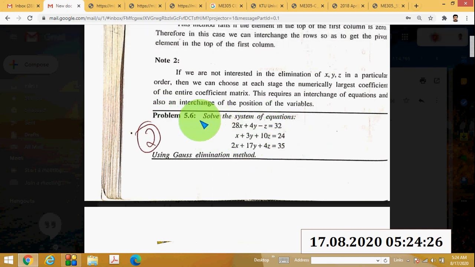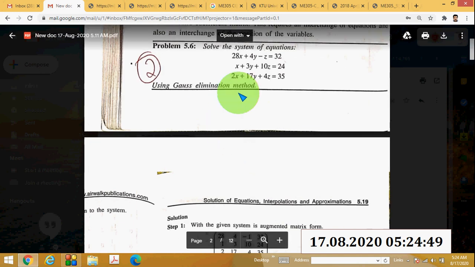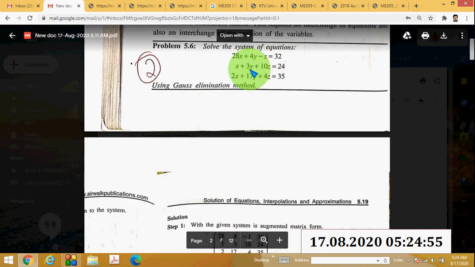Here you can see problem number 5.6. Solve the system of equations 28x plus 4y minus z is equal to 32, x plus 3y plus 10z is equal to 24, 2x plus 17y plus 4z is equal to 35 using Gauss elimination method. First you have to write the given system in augmented matrix form. Augmented matrix means you write the matrix with the help of these coefficients.